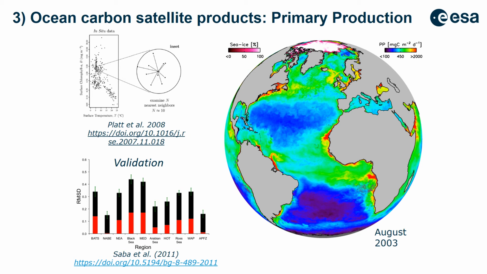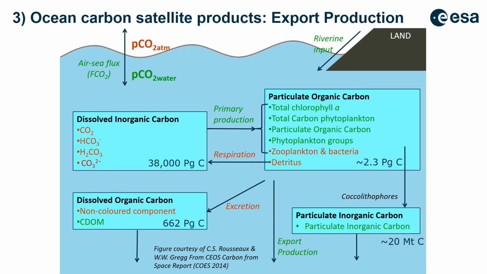Now, in terms of validation, this is just a study from Saba in 2011, illustrating kind of the levels of accuracy that these satellite primary production models have. Again, we're looking at a deviation or root mean square area difference with in situ observations of around 0.3 to 0.4 in log space. Okay, so that's our primary production.